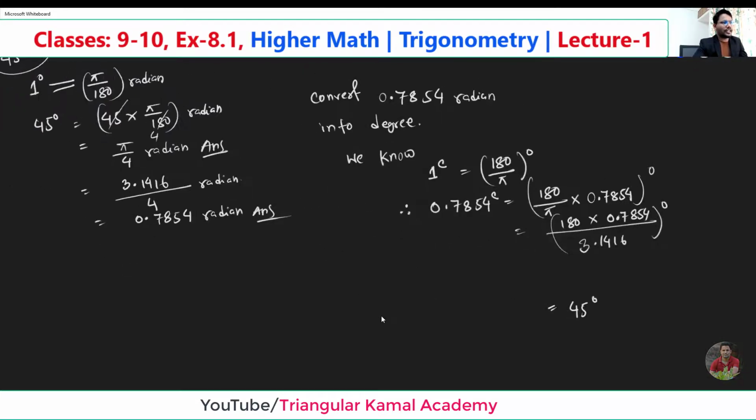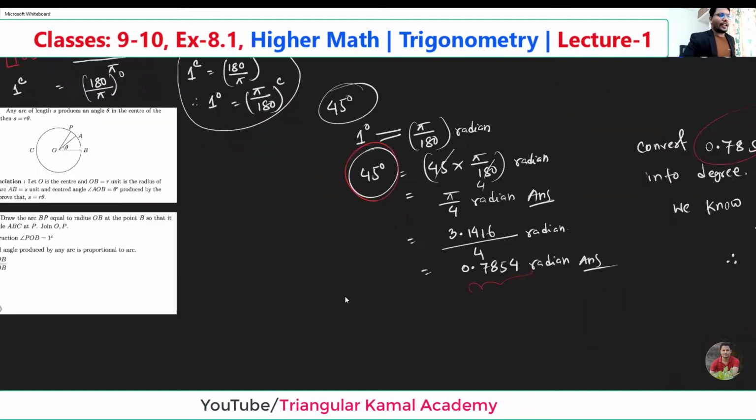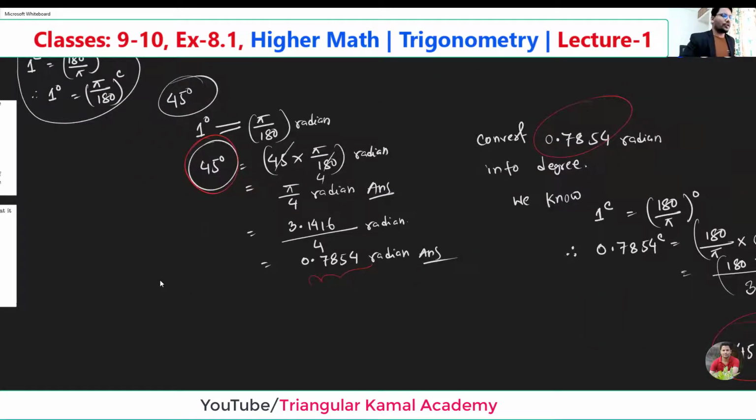If we convert 45 degrees into radian, we will get 0.7854 radian. If we convert the same radian angle into degrees, we will get 45 degrees. So in the same way, we can convert one angle to another angle. Inshallah, step by step, we will do all the maths from our exercise 8.1. So now I think this concept is very clear to all of you about the radian angle and the angle of the sexagesimal system, and the minute, degree, and second.